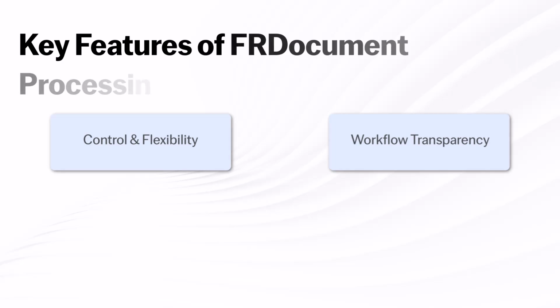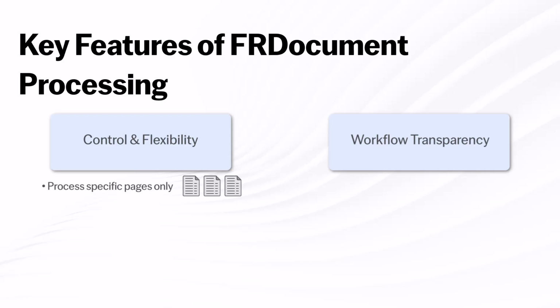Let's look at the key characteristics of processing with the FRDocument object. First, it offers full control. Specific pages can be analyzed and recognized without processing the entire document. Individual layout elements, such as text paragraphs, table cells, or pictures, can be accessed programmatically via the document's layout object model.